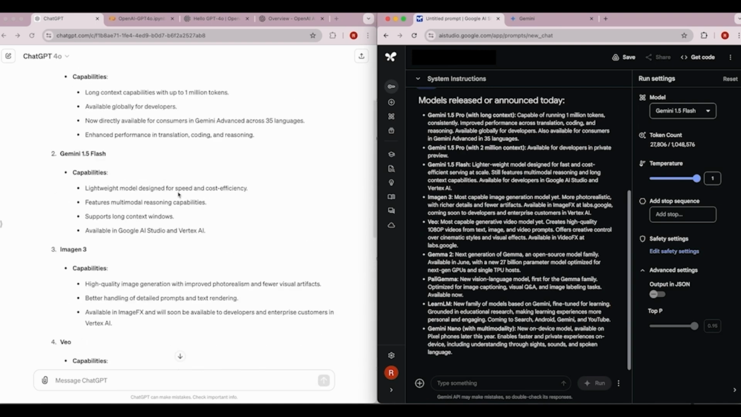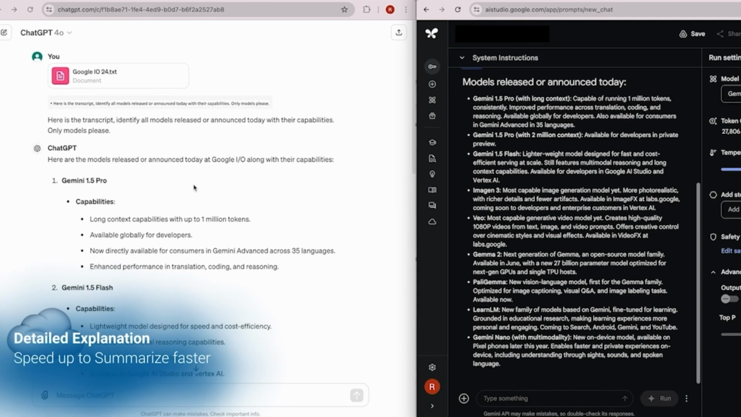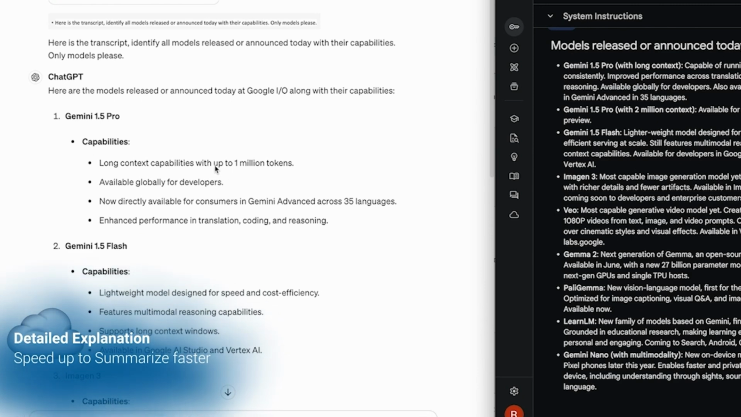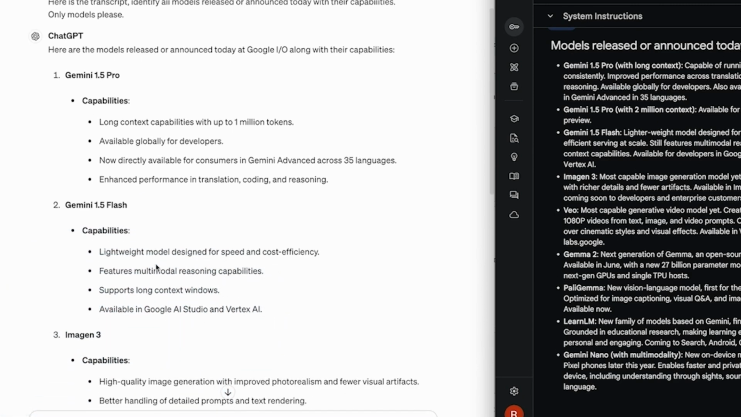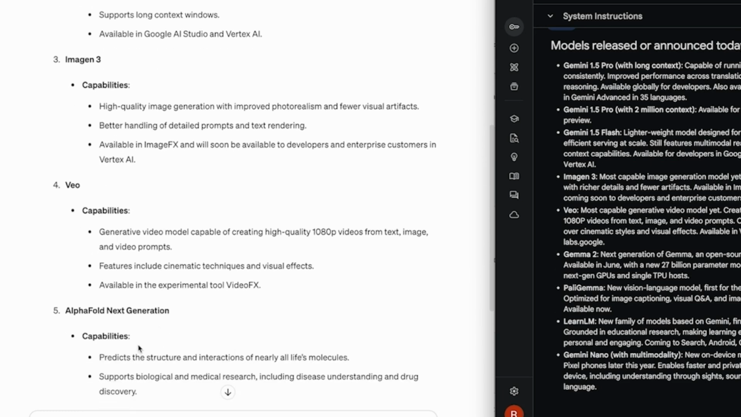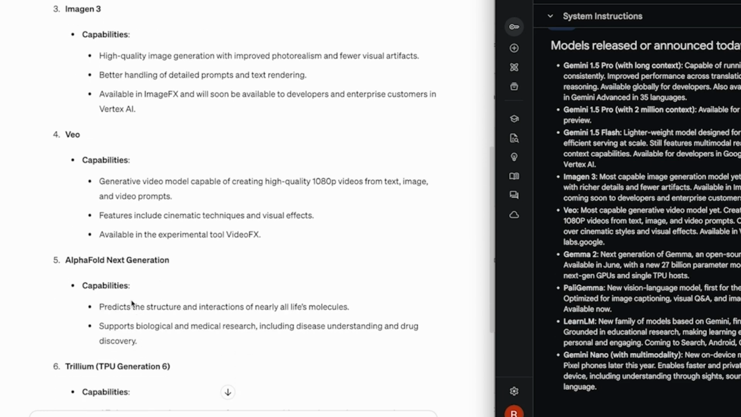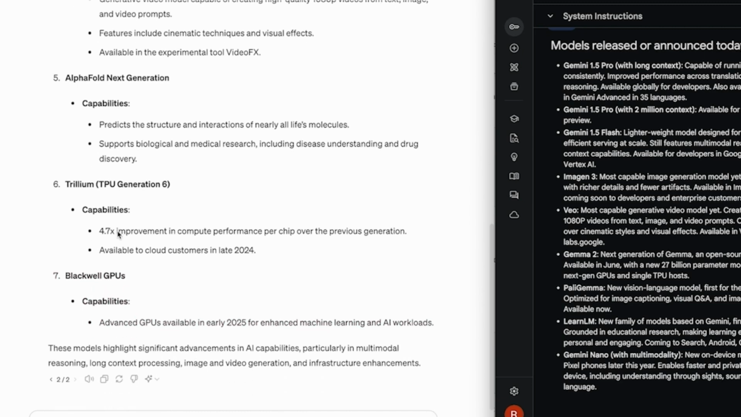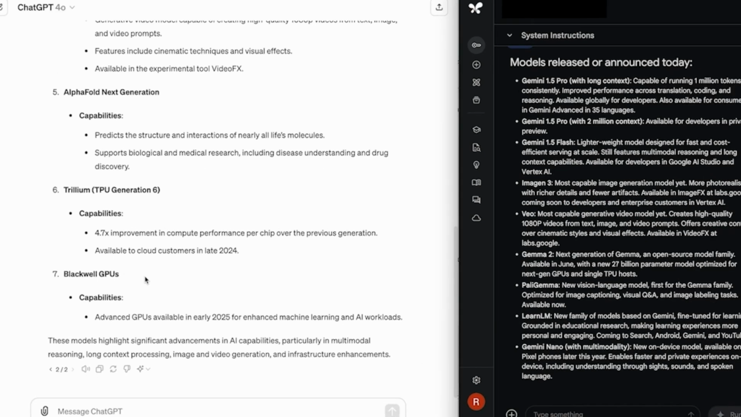Okay, so on the left side, as we can see, GPT-4o has identified 1.5 Pro, Flash, Imagine, and the respective capabilities. VO Alpha 4 was also mentioned. This one is interesting. Trillium is not a model, but it has identified as a model. Blackwell GPUs, again, that's also not a model. So these two, number 6 and 7, are not the models, but it has identified.